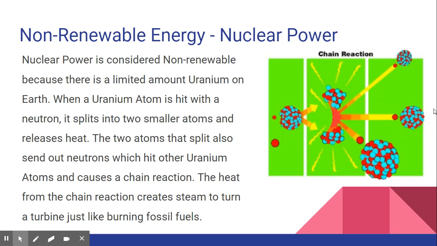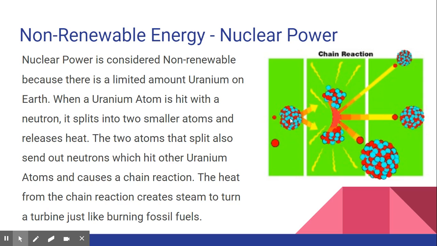So it's considered non-renewable. What occurs is you have a neutron that can be propelled and it goes and hits the nucleus of a uranium atom. That breaks the nucleus apart. Those nuclei are very loosely held together, they're very unstable, and that neutron pops it into two. As it splits, that releases a bunch of heat and a bunch of energy.